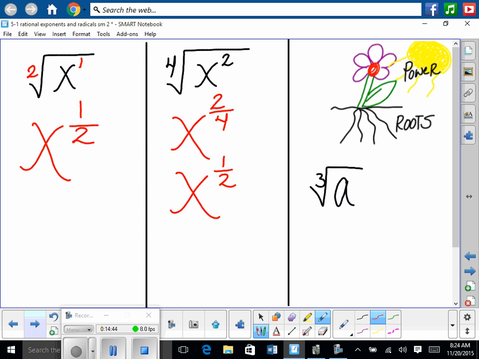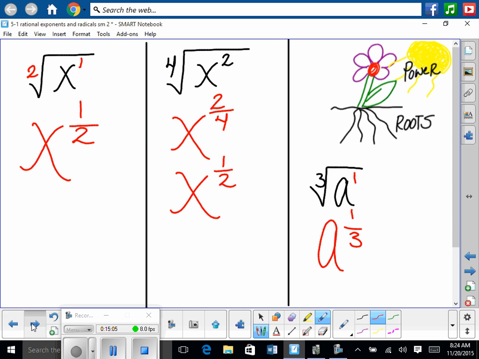All right, and last one here. Well, let's see here. We're almost getting there. The cube root of a to the what power? 1. So we have a to the 1 over 3. Roots are on bottom, so 3 goes on bottom. Very good. Is everybody comfortable with those? We were starting out pretty basic there.